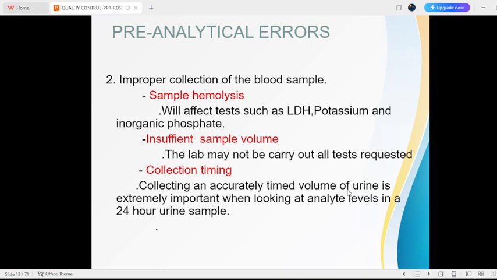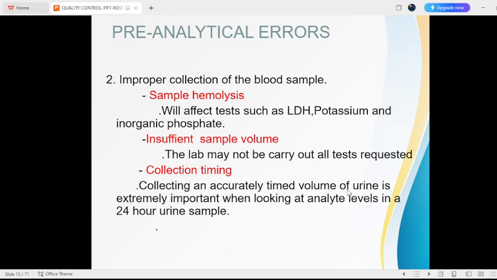So it is very important while collecting the sample. And the next important criterion: if hemolysis occurs, what is the next step? Definitely reject the sample and recollect it. So it is important to collect a new sample to ensure an accurate result.